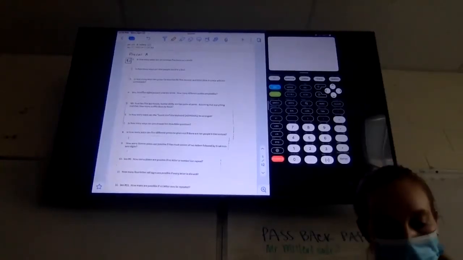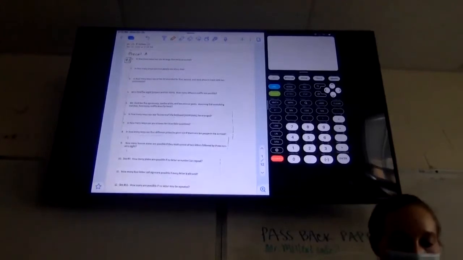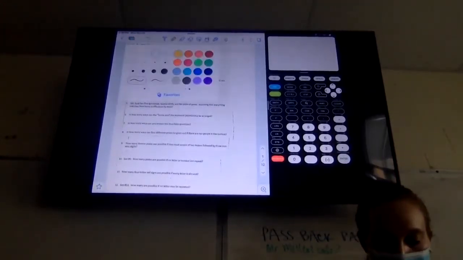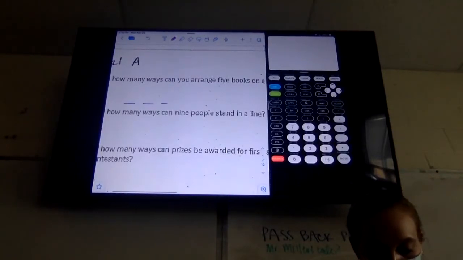So we're starting in 9-1. The first problem that we're talking about is, in how many ways can you arrange 5 books on a shelf? So think about it. I've got like 5 little spots. 1, 2, 3, 4, 5.